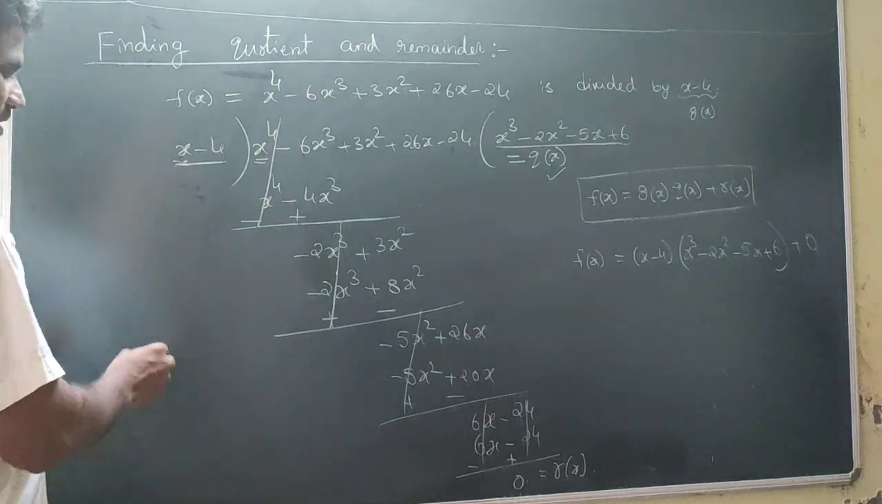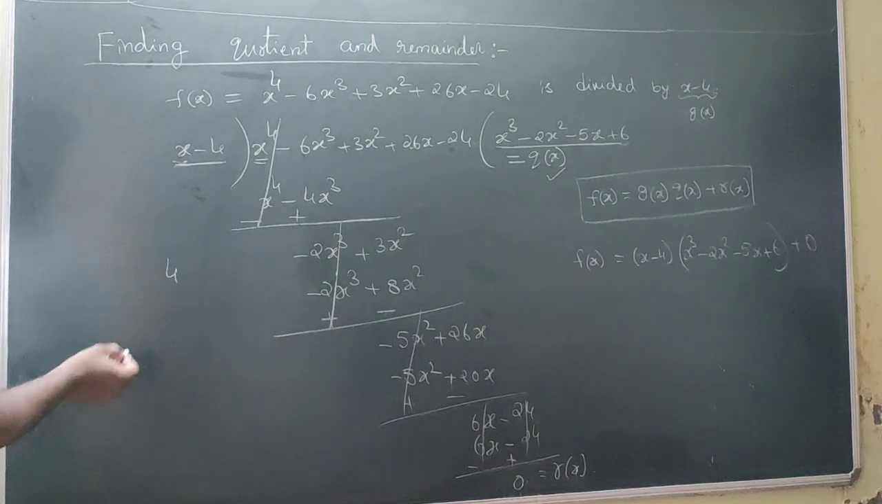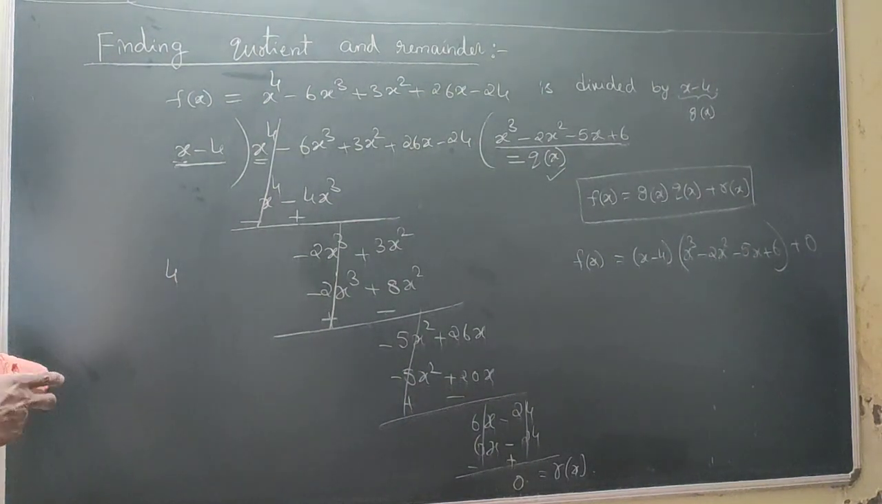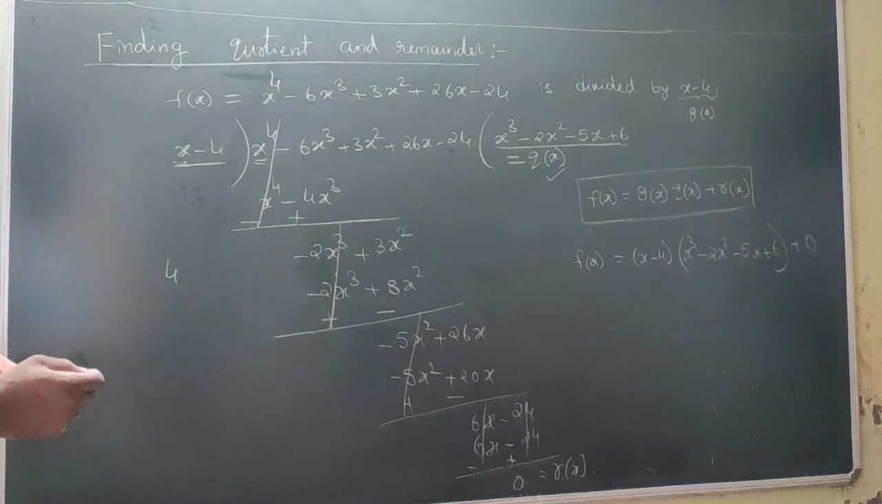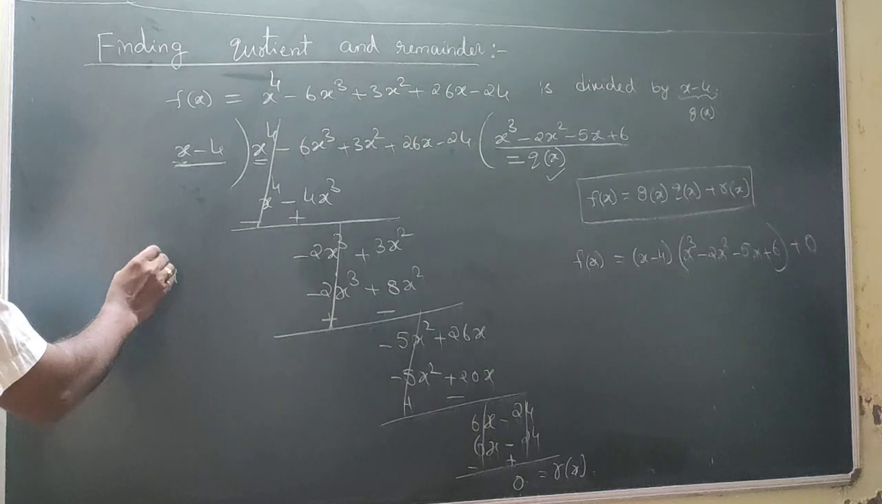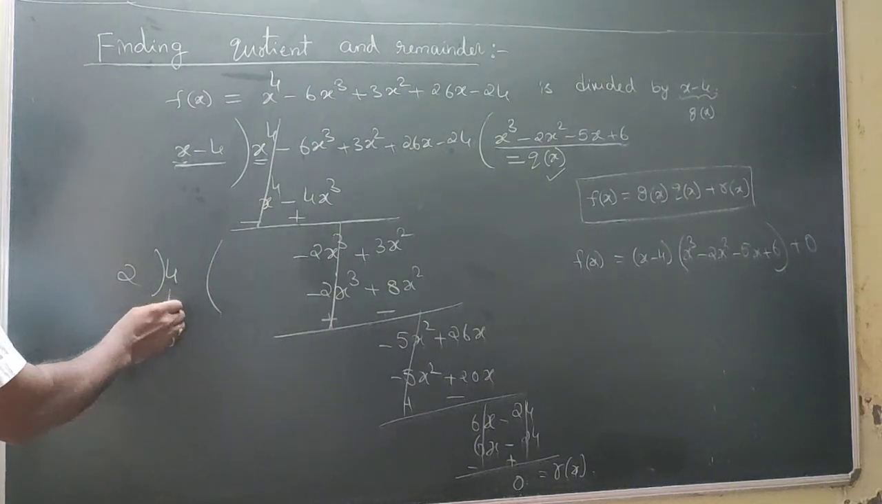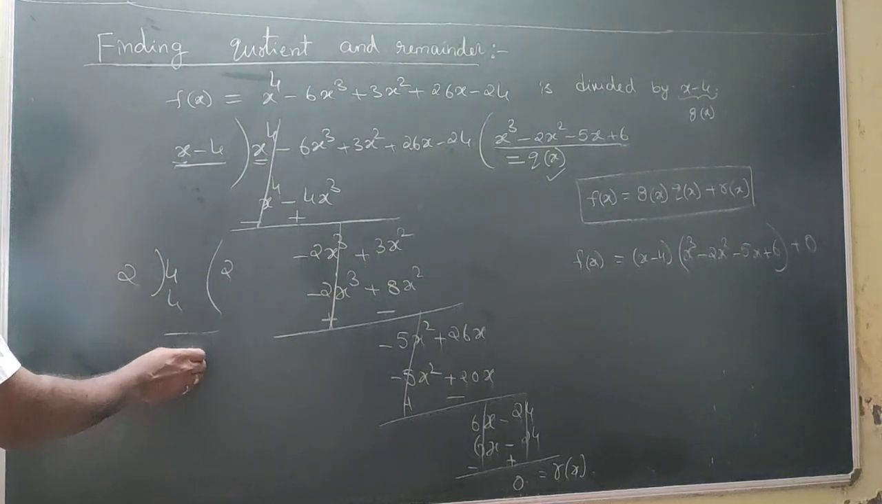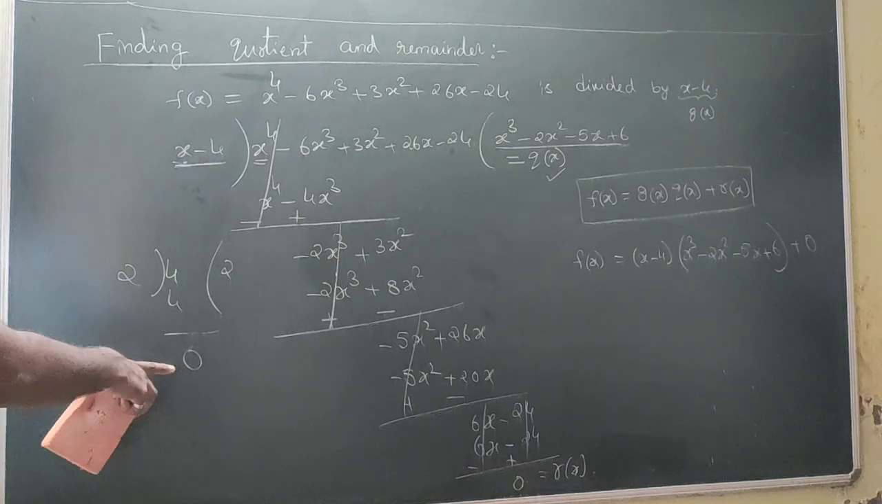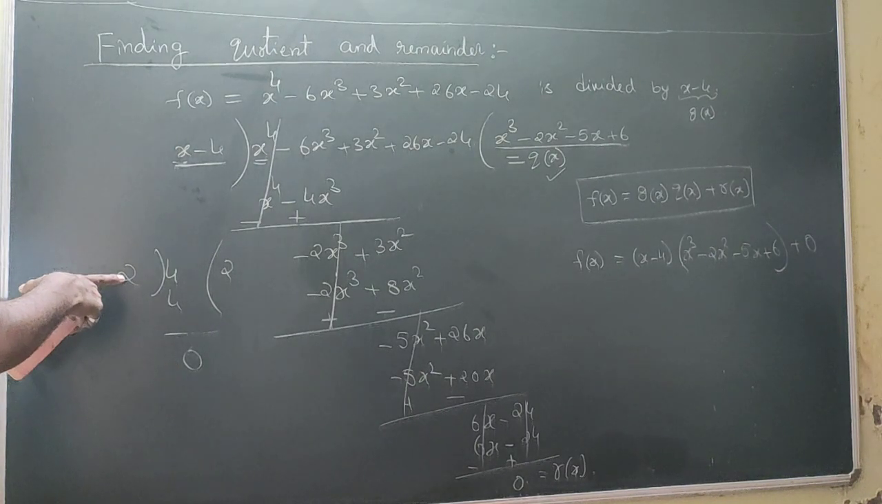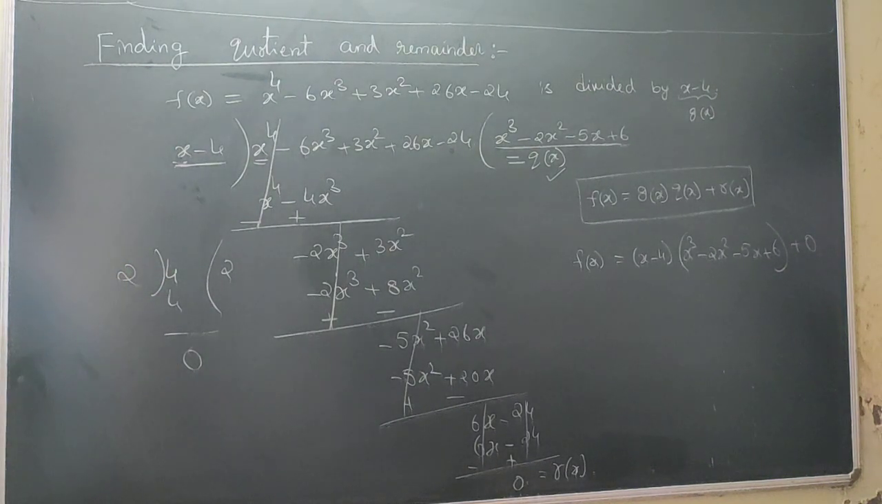Suppose, see, this is the 4. 2 is a factor of 4. That means when you divide by 2, 2 times, what is the remainder? 0. The remainder is 0. What does it mean? 2 is a factor of 4.